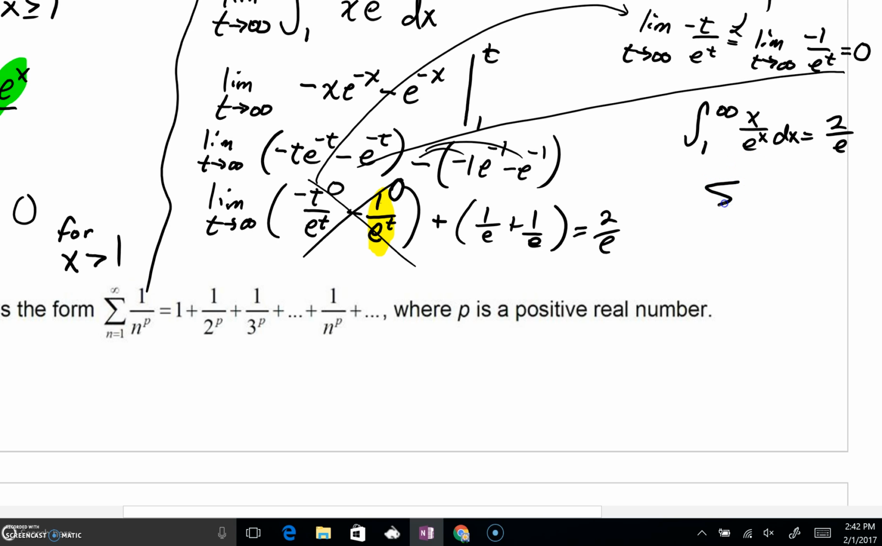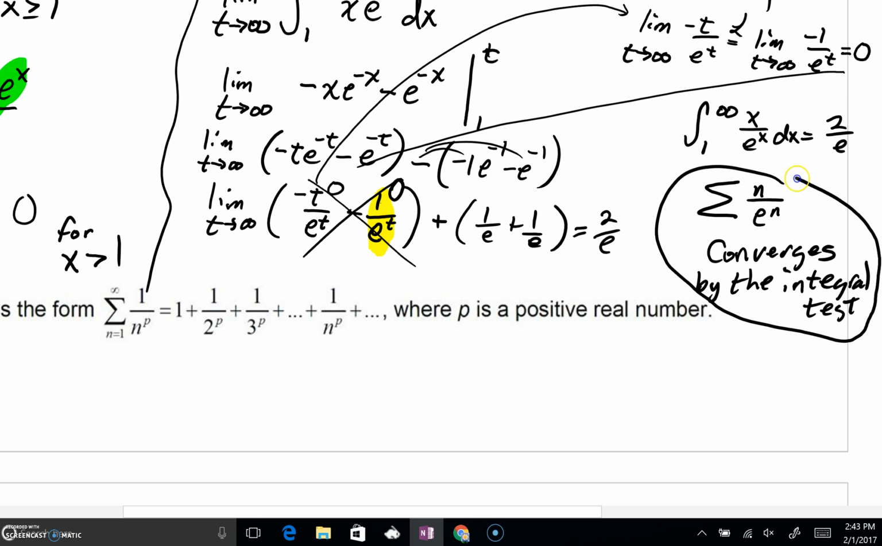What you now know is this series converges or diverges. What do you think? Converges by the integral test. And I can't stress enough the very important fact that the series does not converge to 2 over e. A lot of kids want to write that. They'll say, yeah, that series does converge, and you add everything up and you get 2 over e. No, that's what the integral converges to.